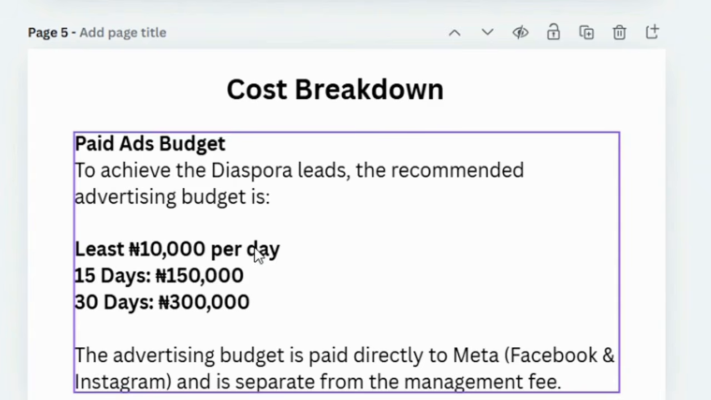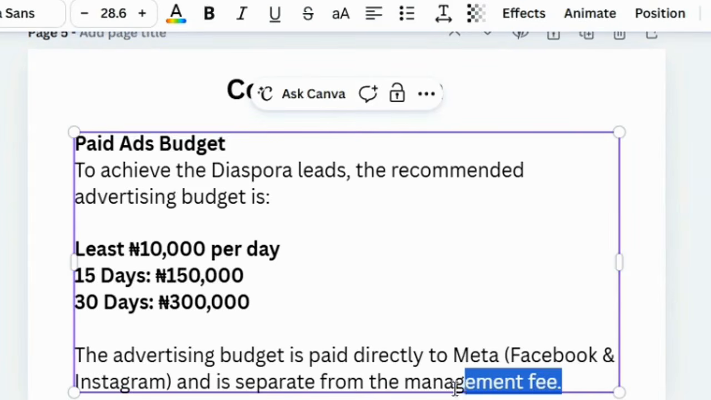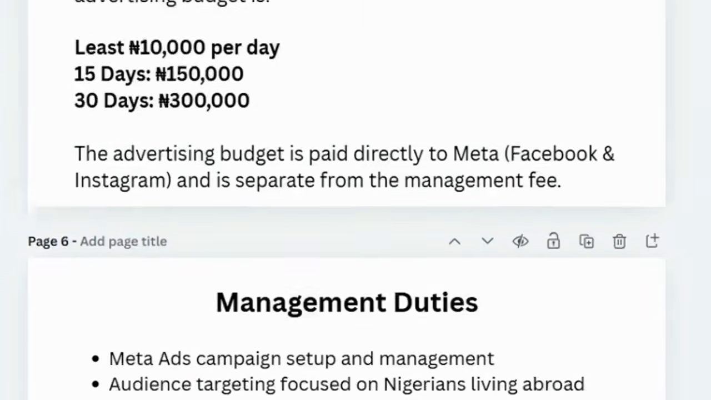But if we're going to get started at all, the minimum is 10,000 naira per day. If you are starting with me, you can start with 15 days, which costs 150,000 naira, or you can run 30 days, which is one month, at a cost of 300,000 naira. The advertising budget is for Meta ads, which is Facebook and Instagram, and it's separate from my management fee. So that being said, let's continue.